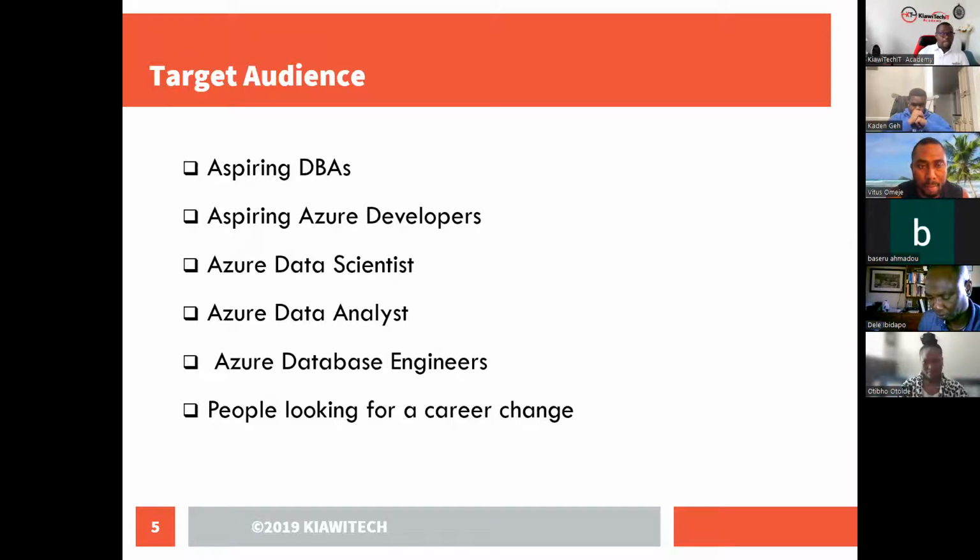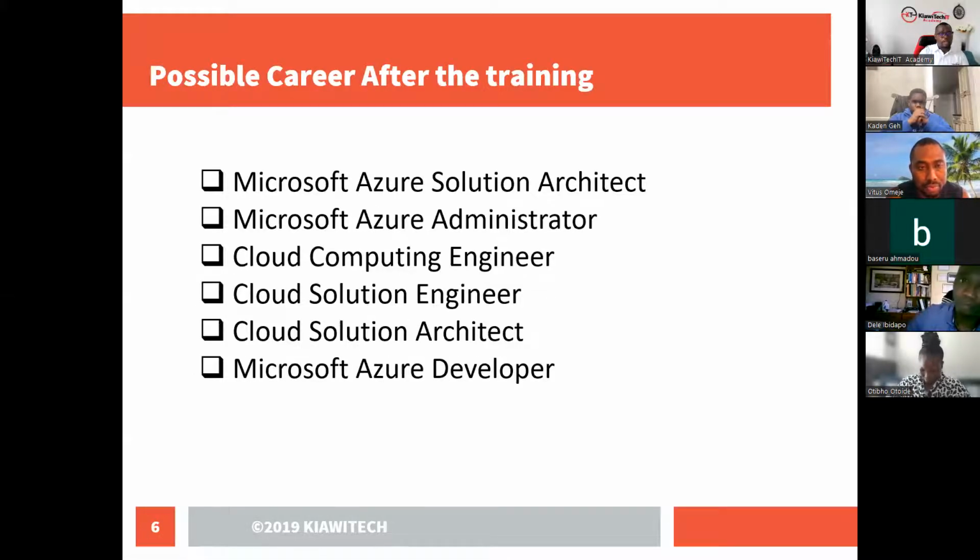Well, those who may want to take it are aspiring DBAs, developers, data scientists, analysts, Azure people, or people who just want a change, right? What do you get after this? What are possible careers that you can pursue after you finish this training?